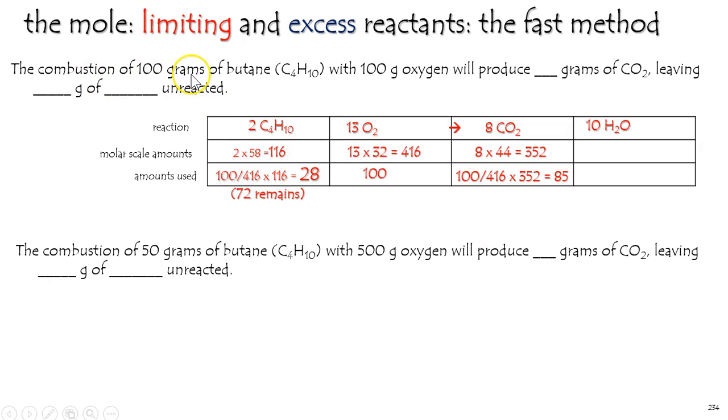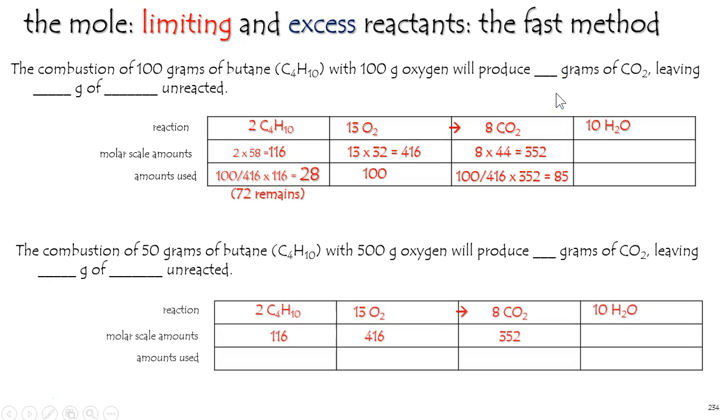The combustion of 100 grams of butane with 100 grams of oxygen will produce 85 grams. There it is, 85 grams of carbon dioxide, leaving 72 grams. That should be 72, not 27. Little switch there. So make that 72 grams of butane. That's our excess reactant, unreacted. Let's apply it to a second problem. Make sure you put 72 there rather than 27.